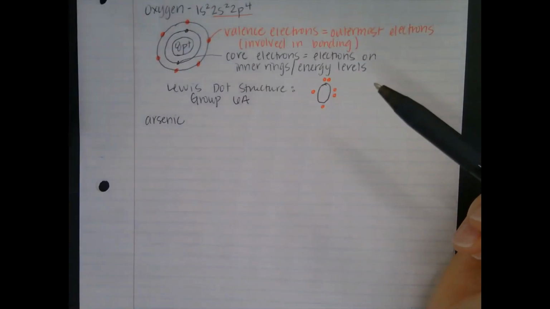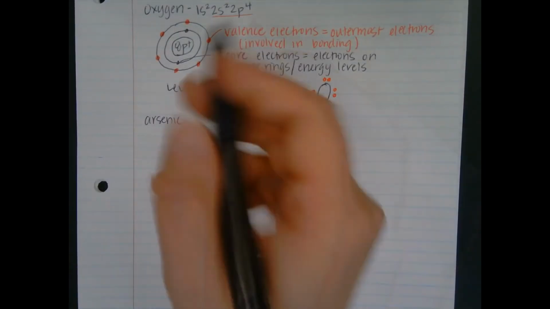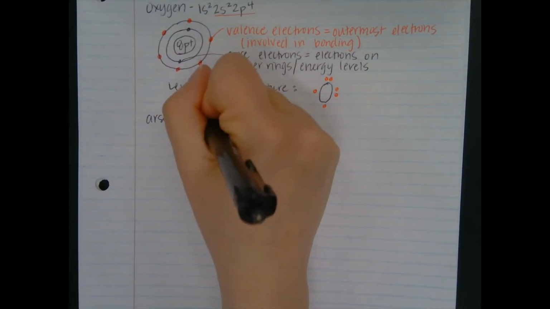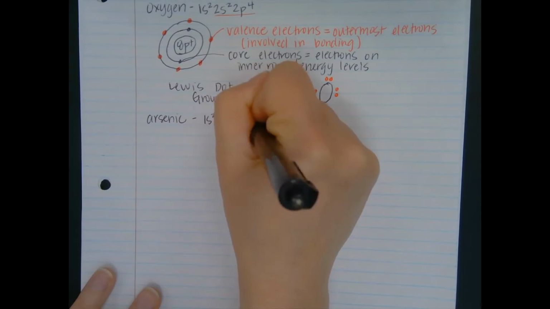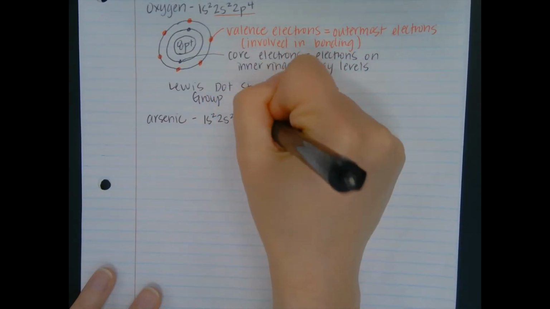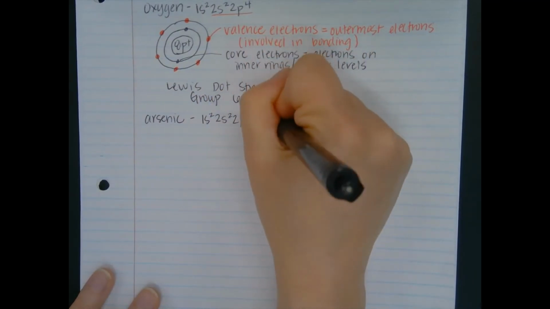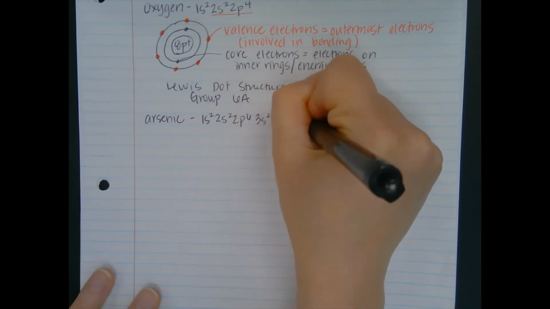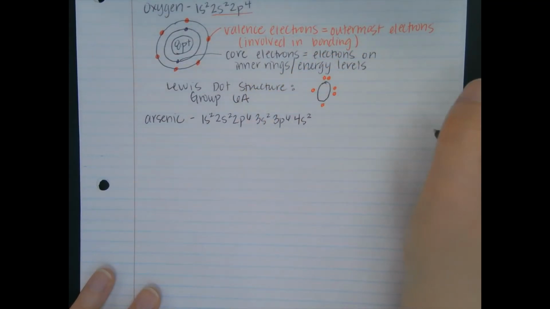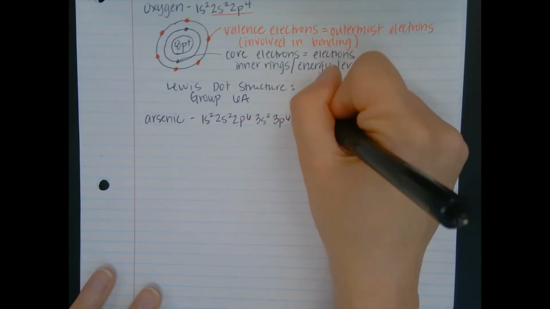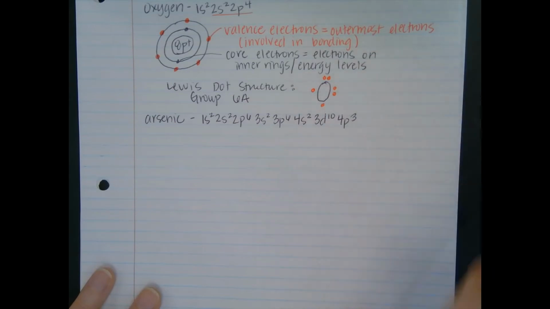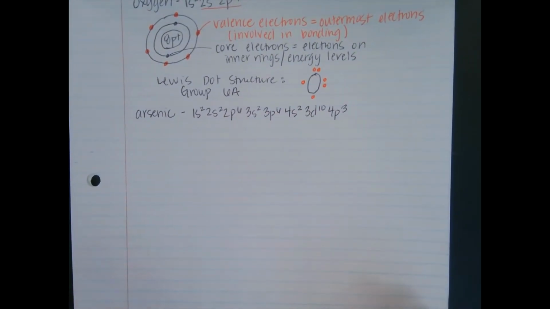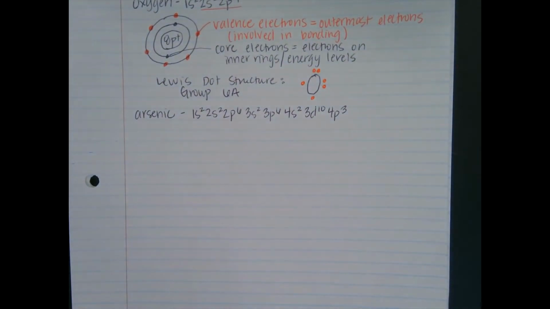So if I'm writing my electron configuration then for arsenic, what am I going to write? Good. 1s2, 2s2, 2p6, 3s2, 3p6, 4s2. What comes after 4s? Perfect. 3d10, 4p3. Okay, so that's our long electron configuration for arsenic.